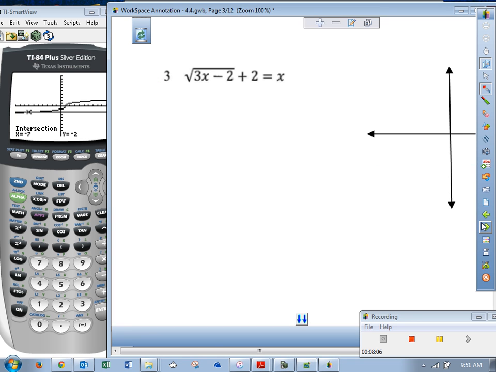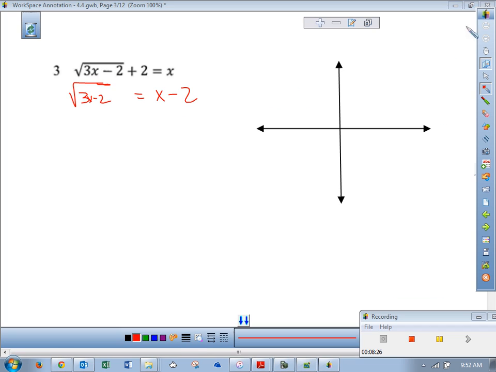Next. Do we have a radical? Yes. Is he by himself on one side of the equal sign? No. Get him by himself. Square root of 3x minus 2, that's the whole radical, equals x minus 2. Right? Subtract 2 from both sides. Good deal? Now that the radical is all by himself, we will get rid of that radical by doing whatever the reciprocal power is. This is the square root, so I will square both sides.